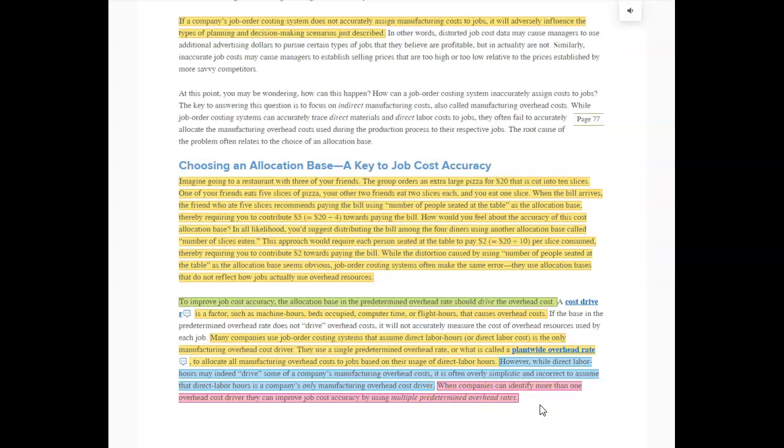Now, what this is saying is that a company, to be as accurate as possible, needs to look department by department and see which is the factor in that department that drives the overhead cost. Is it direct labor hours? Is it machine hours? Is it something else? And then department by department, the more closely you can tie these costs to what's driving those costs, the better numbers you're going to have in the accounting system.